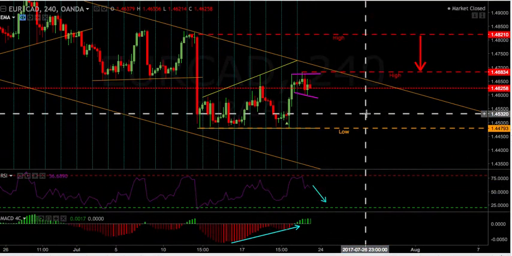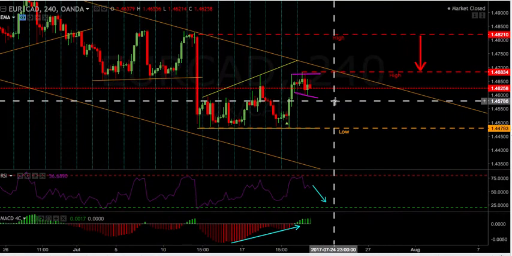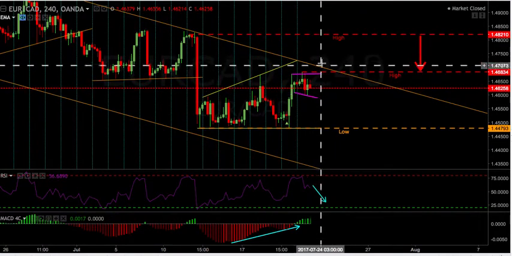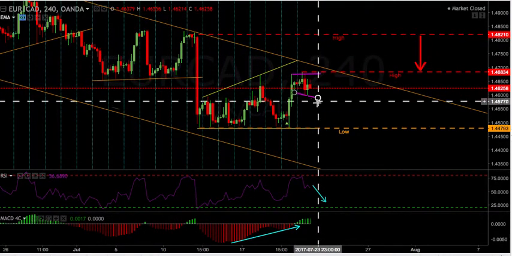This is the reason we do our analysis. This is the reason why we know the possibilities. So when you know the possibilities, just wait and trade the break. Trade the break of this pattern, whether it goes bearish or bullish.